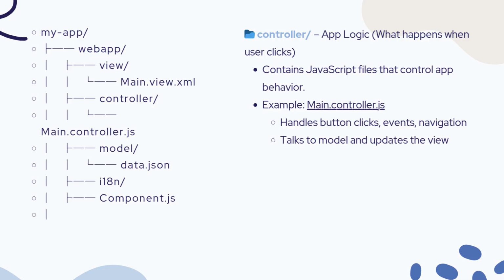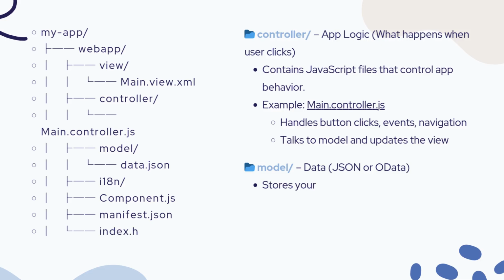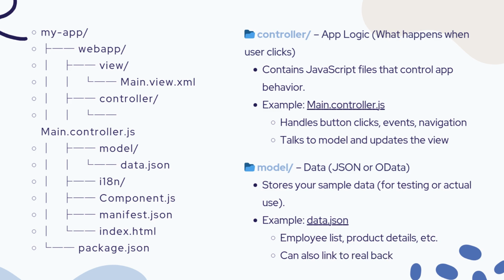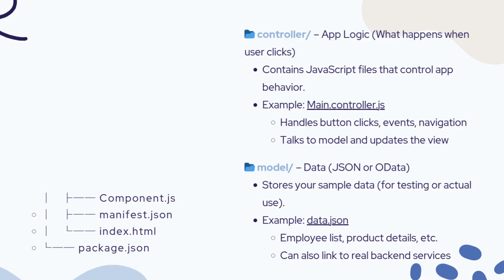Now let's talk about the model folder. This is where your data lives. You might have a file like data.json which contains employee list, product details, and more. You can also connect this to live data from the backend using OData. So basically, the model is your app's data source.